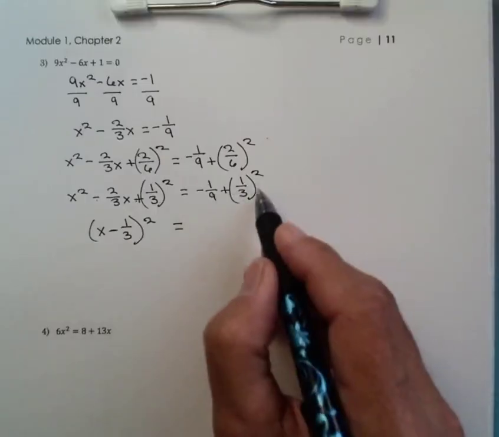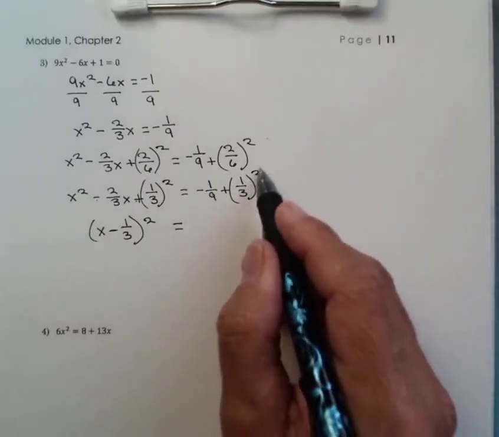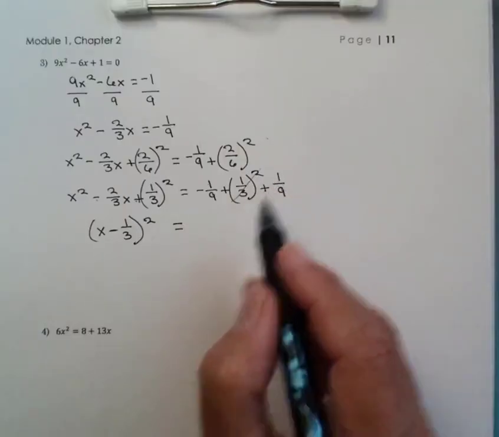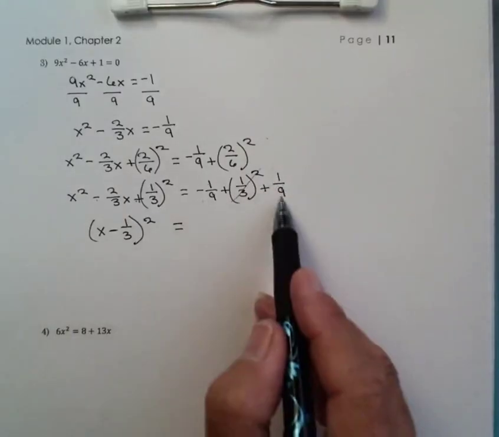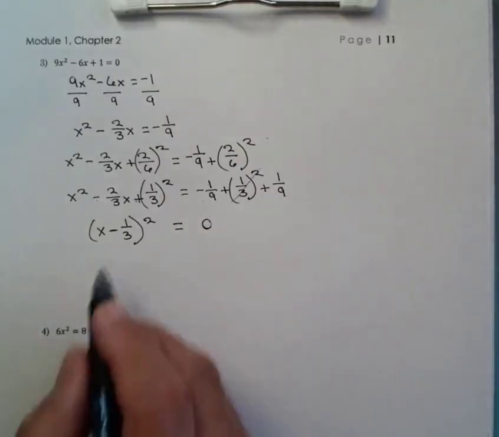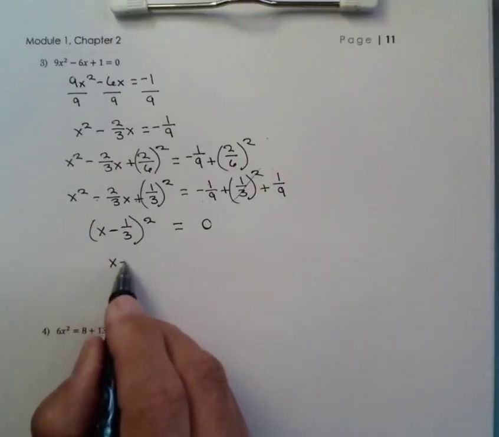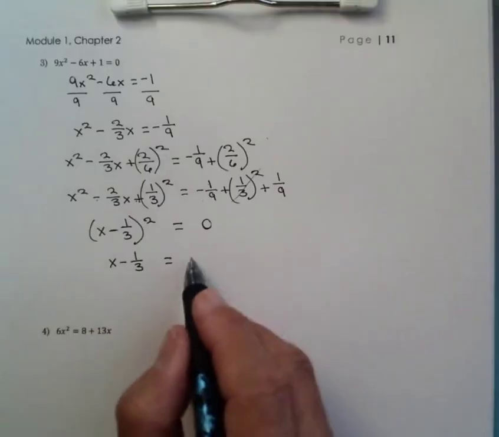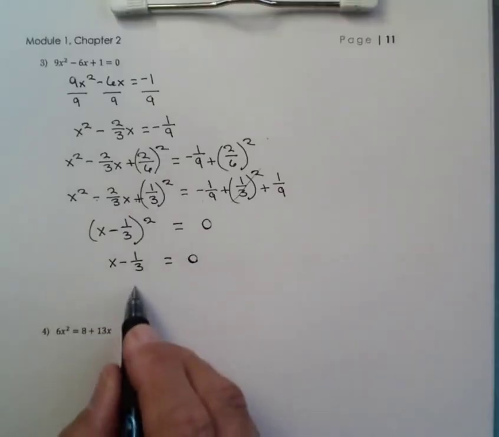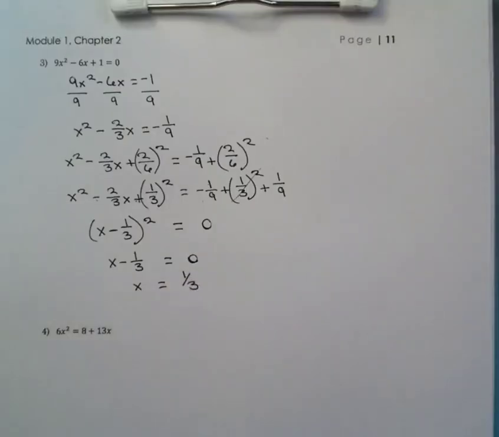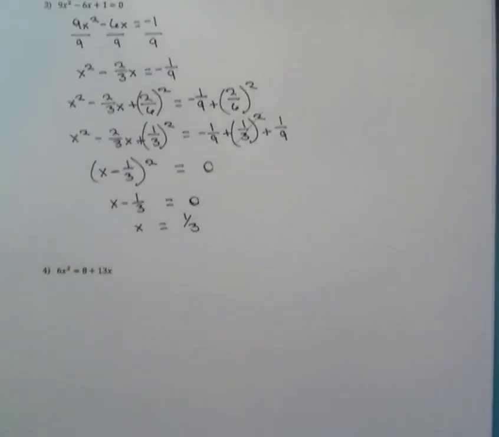This 1/3 squared, I'll scratch it out and fill in, it's really going to be 1/9. So what is negative 1/9 plus 1/9? Well, it's really 0, isn't it? Okay, so I'm going to take the square root of the left, and I get x minus 1/3, and that's equal to the square root of 0. Let's just add 1/3 to both sides. This time it sort of turned out to be a little different. My answer is 1/3. And there was only one answer.